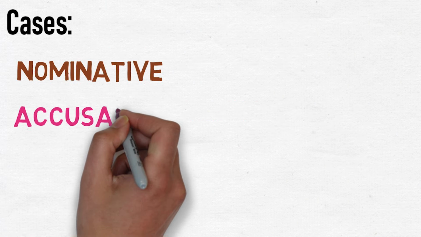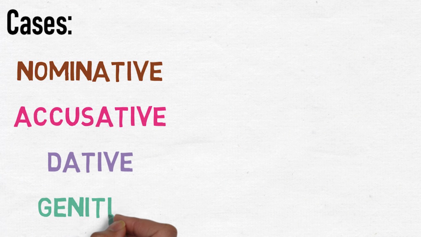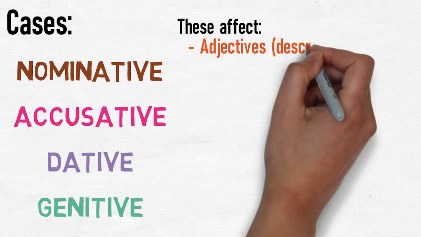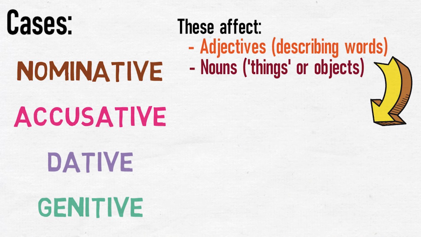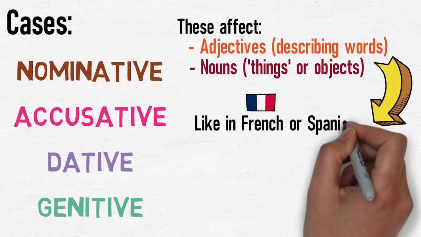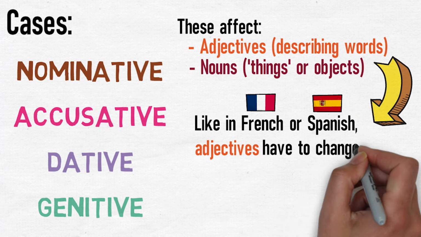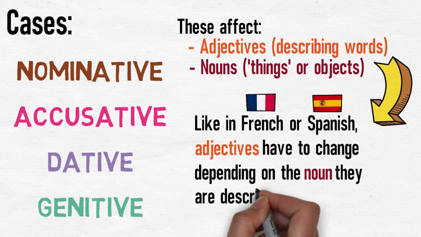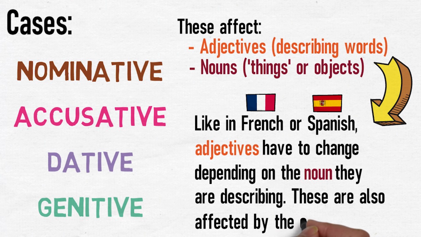In German, there are 4 cases, which are grammatical markings, which are used in various different situations. When a case changes, there are changes in the grammar of the language. Cases affect adjectives and nouns. Like in other European languages like French and Spanish, adjectives in German change depending on the noun they're used with. There's an added layer of challenge though, as German has 4 cases, which also affect adjective endings.